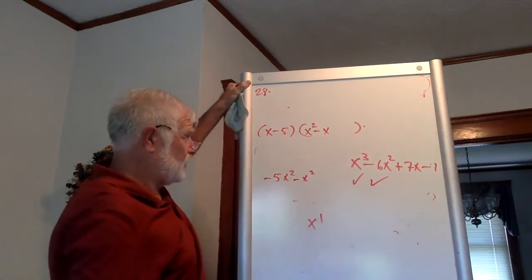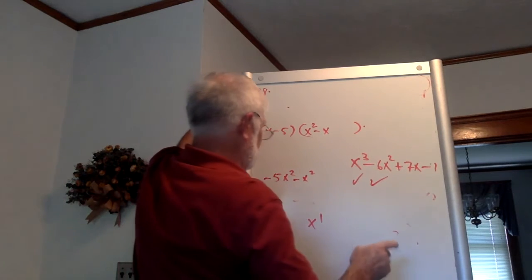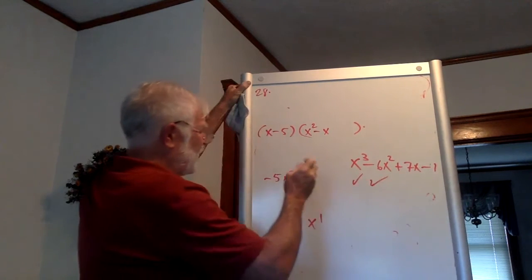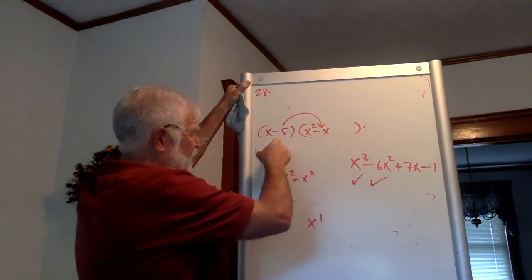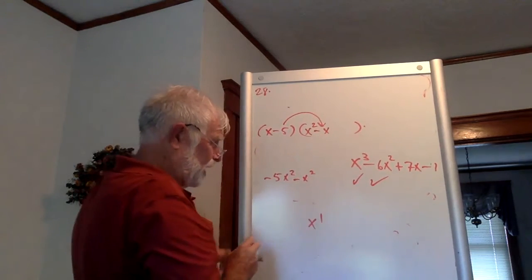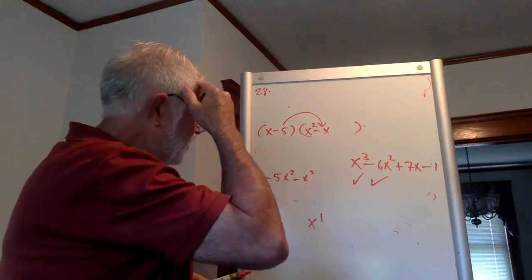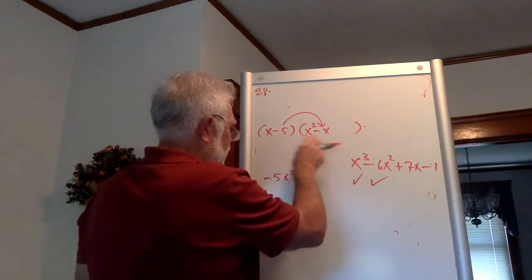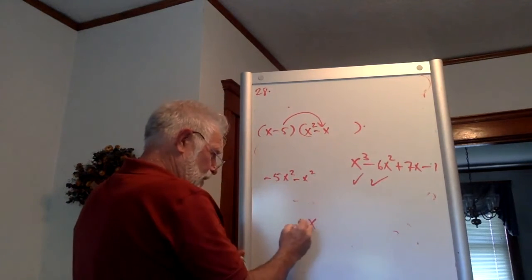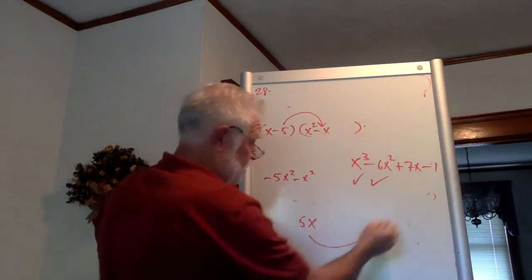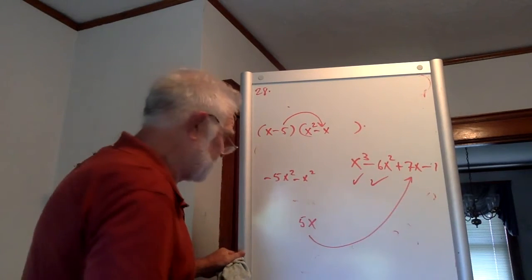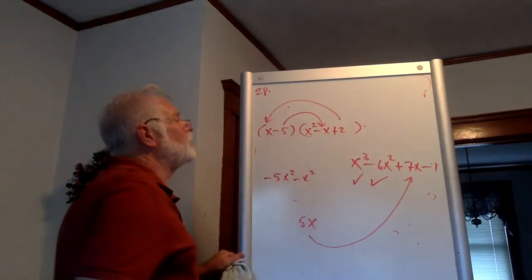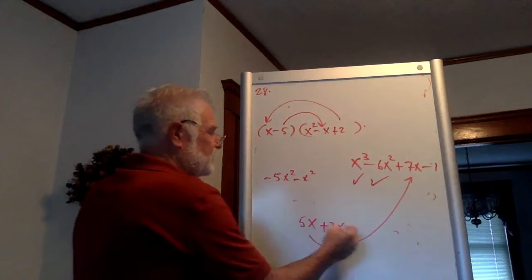Get the marker. Okay, but now I've got to get to 7x, right? I've got +5, right? I'm at negative times negative, I'm at +5. How do I get from +5x to 7x? I add 2. All right, there's my 2x right there. And add those two. And 5x plus 2x is 7x.